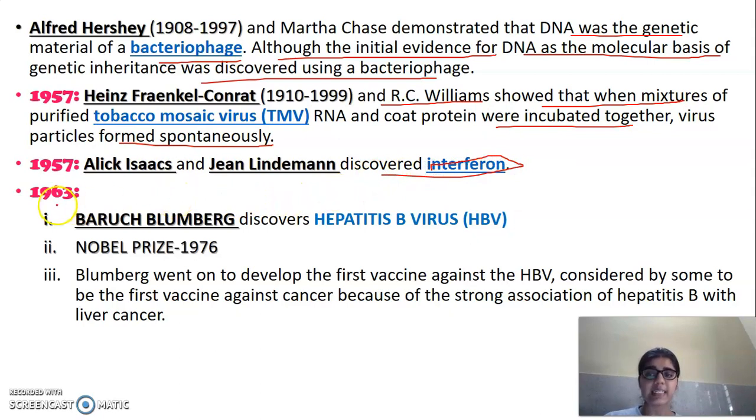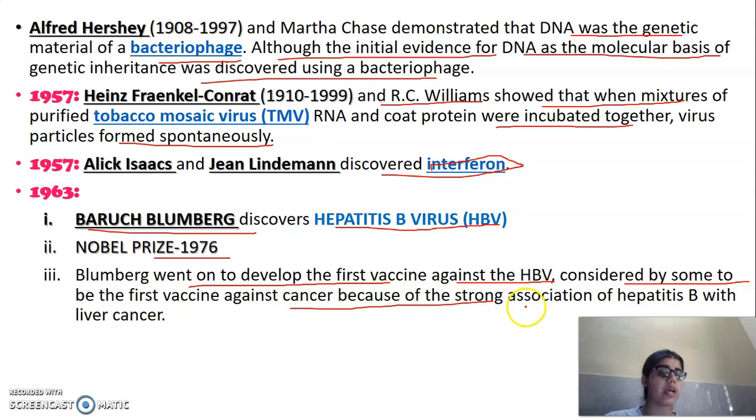In 1966, Baruch Blumberg discovered hepatitis B virus and got the Nobel Prize for his discovery in 1976. He went on to develop the first vaccine against the HBV, that is hepatitis B virus, considered by some to be the first vaccine against cancer because of the strong association of hepatitis B with liver cancer.